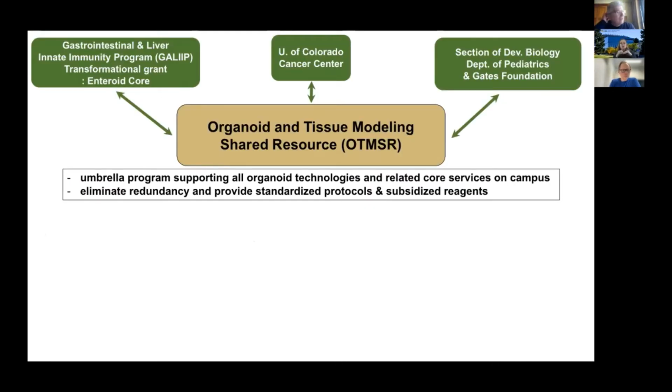So what does that look like in terms of how we perceive OTMSR on campus? At the moment we have the Gallup, which is basically running out. We've had that initial support from the Cancer Center, and we have this ongoing support from the section of developmental biology through Bruce Apple and the Department of Pediatrics. We want to be the umbrella program for all technologies on campus. The idea is that we're trying to reduce redundancy of these services on campus, but also to have standardized protocols and subsidized reagents that we can provide.